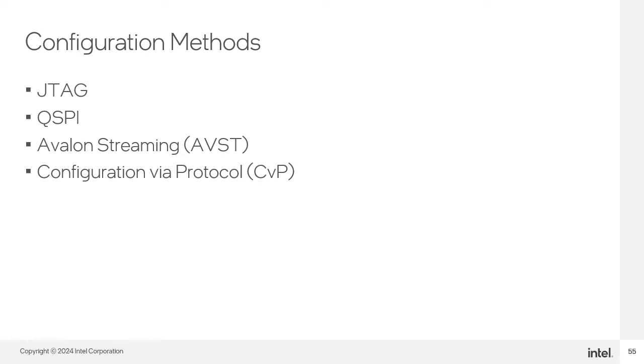Agilex 5 supports several different configuration methods: configuration over JTAG, configuration from QSPI, configuration over AVST, configuration via protocol. The next number of slides describe how to create the configuration files for all these configuration methods.